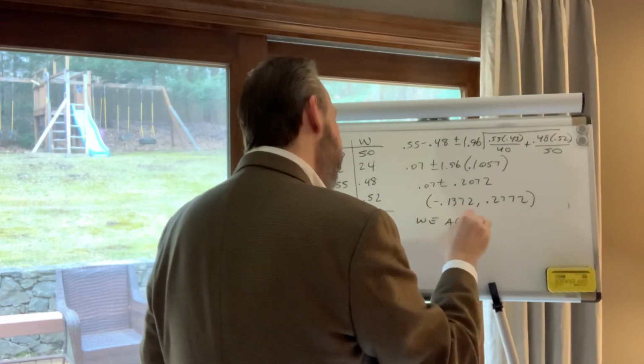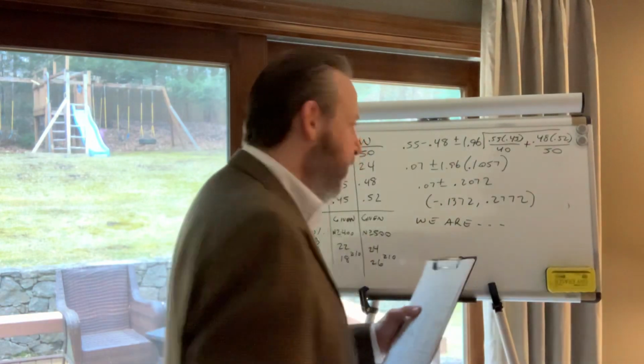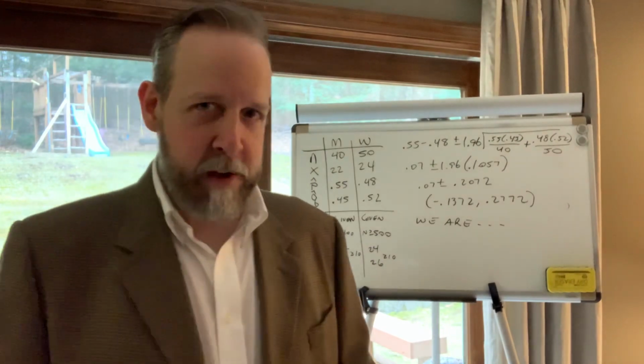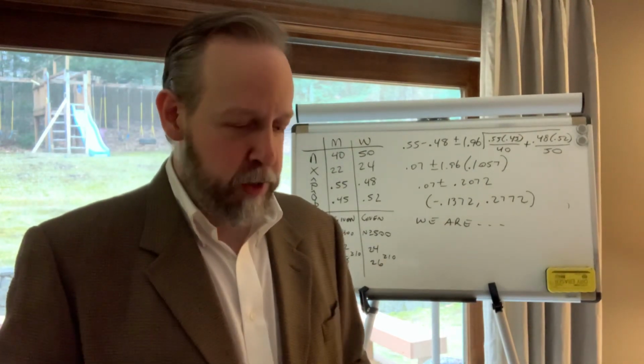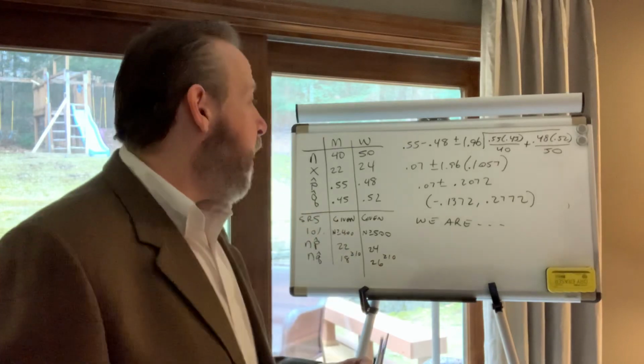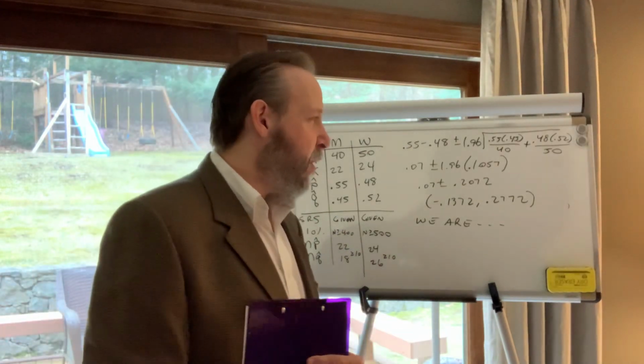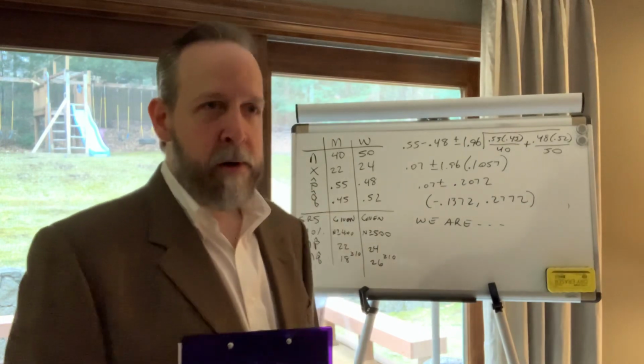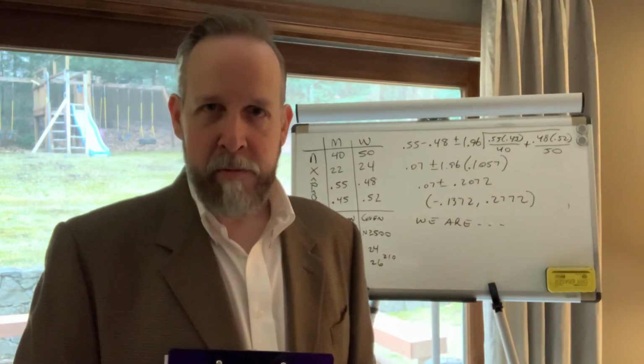We are, and I'm going to do the ellipsis, we are 95% confident that the true difference between the population proportions of men and women who get speeding tickets is between negative 0.1372 and 0.2772. 0 is firmly within that interval.